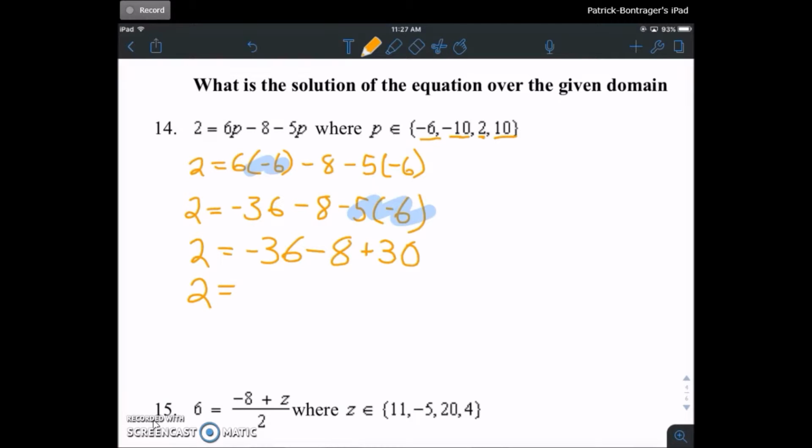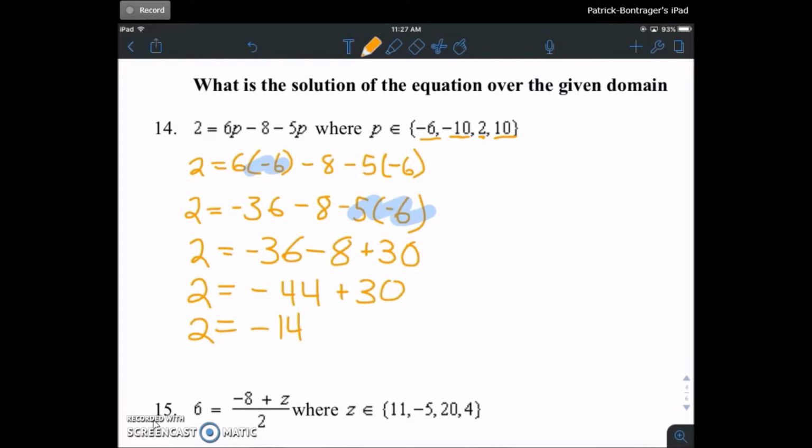I'm teaching. And again, addition and subtraction along the same line, so we're going to go from left to right. -36 minus 8 is -44. And -44 plus 30 is -14. 2 does not equal -14. So -6 doesn't work. We're going to do that for all of the values.